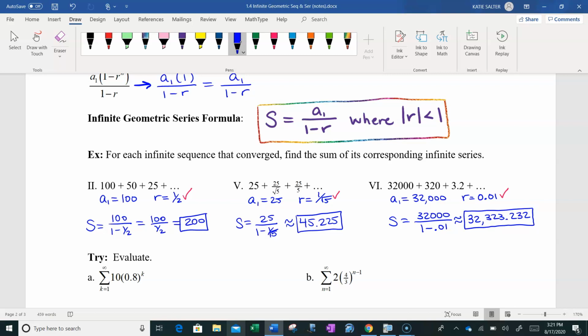All right, so let's look at these next two. Remember, anytime you are doing sigma notation, always make sure you calculate the first term.